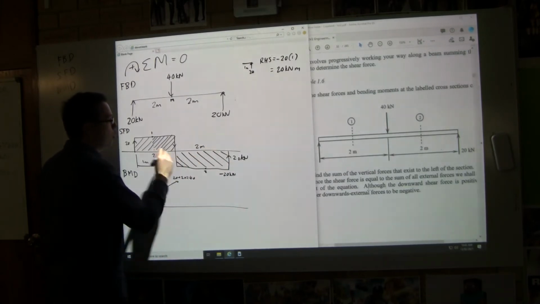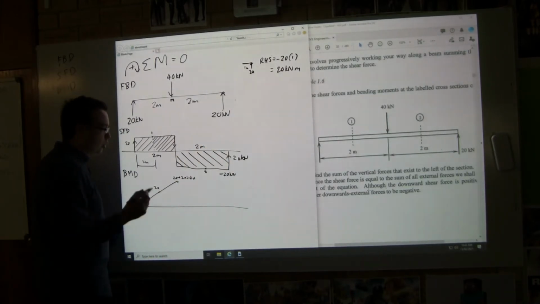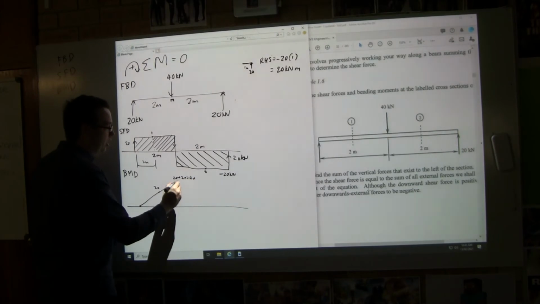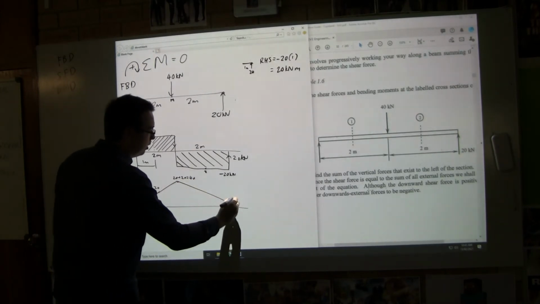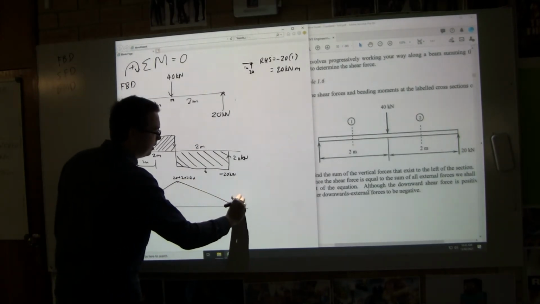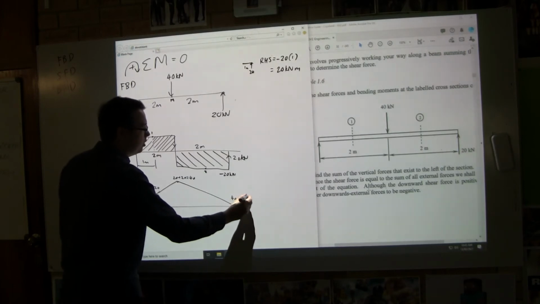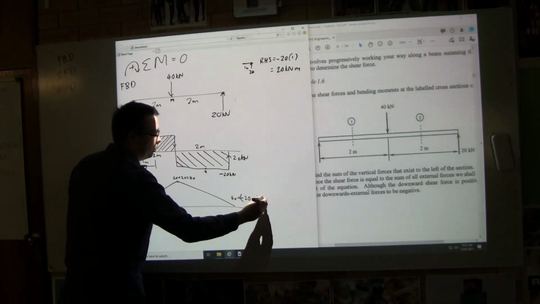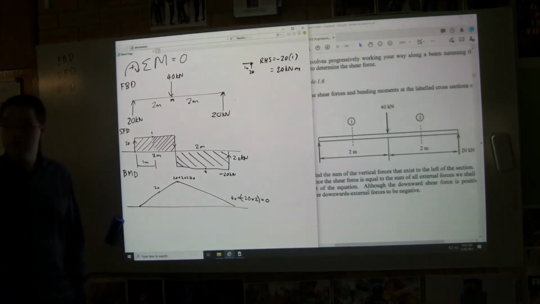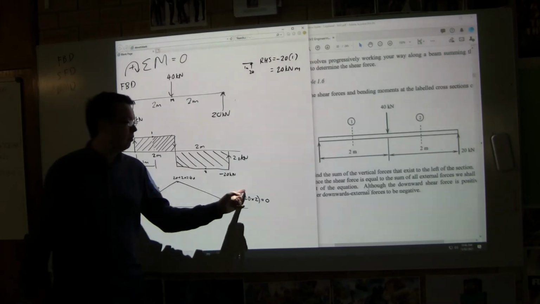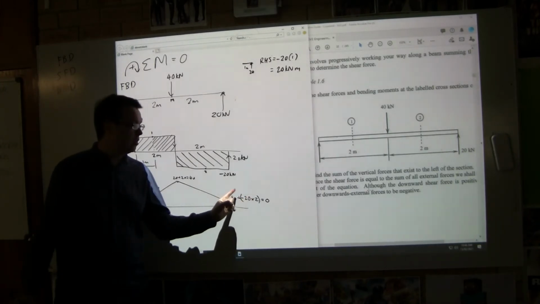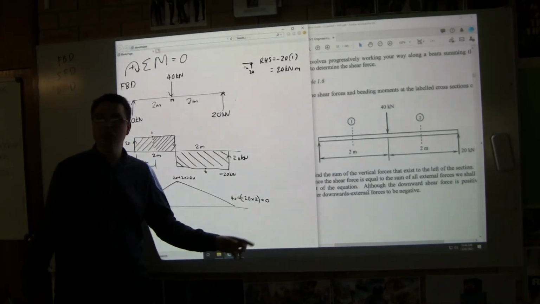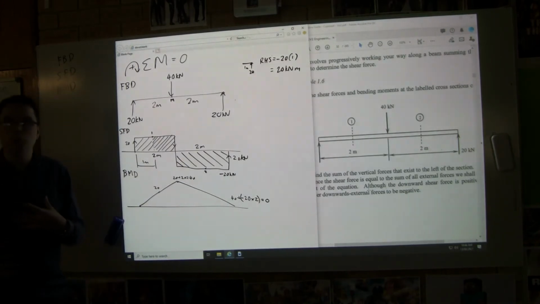What's the area of that whole block? 2 times negative 20. So if we have 40 and we add on to that 40 plus negative 20 times 2, like that, equals 0. Does that make sense? 40 plus minus 40 equals 0. Yeah? So these are the two different ways that we can approach it.